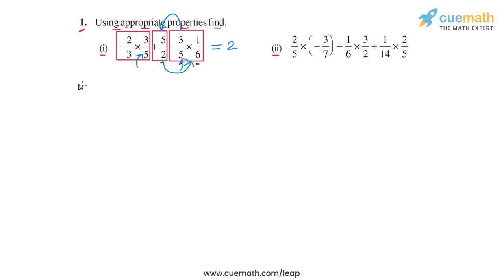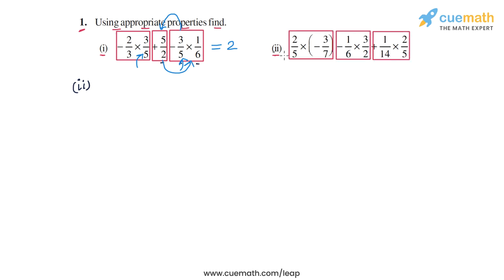Now let's do part 2. In part 2, the expression is 2 by 5 into minus 3 by 7 minus 1 by 6 into 3 by 2 plus 1 by 14 into 2 by 5. So once again, we can see that this expression is made up of 3 parts or 3 terms. 2 by 5 into minus 3 by 7, then we have minus 1 by 6 into 3 by 2, and then we have plus 1 by 14 into 2 by 5.